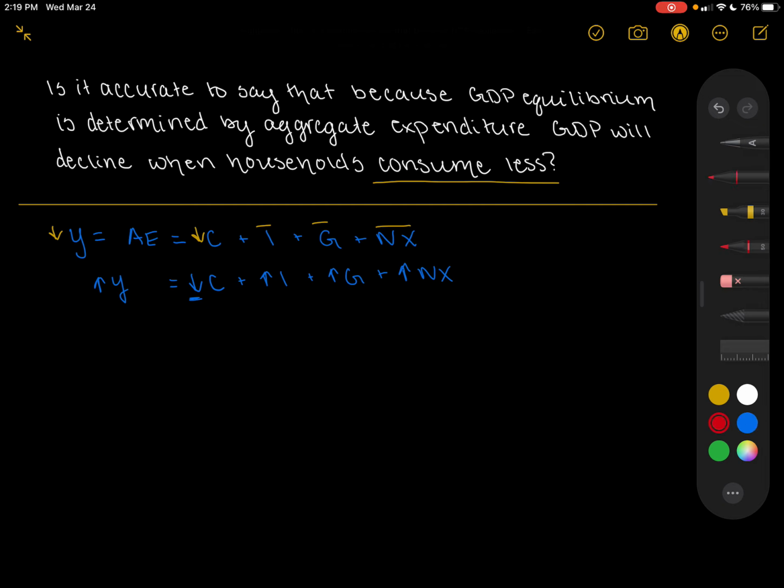To answer the question, it is not accurate to say that simply a decline in household consumption is going to result in a decline in GDP, because GDP has a number of other factors that may be changing or increasing by greater amounts than that decline in consumption.